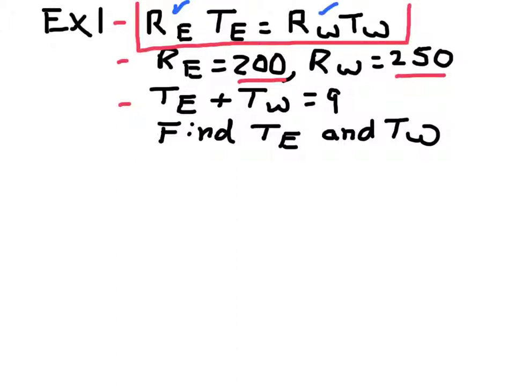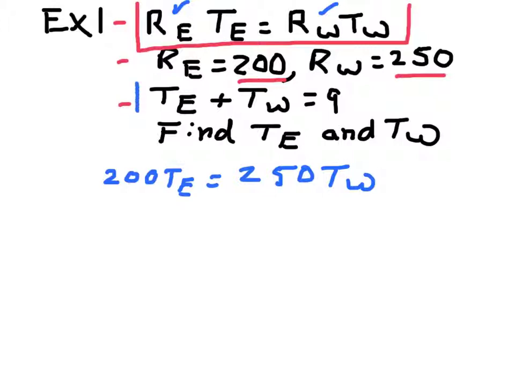All right, so I'm going to start with that. RE is 200, so I have 200 TE being equal to, RW is 250 times the TW. So that's what I know so far after I've substituted in the 200 and 250. Now the problem is, in the blue equation I still have two variables I don't know. The goal is I want to get this down to one. It'd be nice if I knew what TE was or TW, but I can get that.